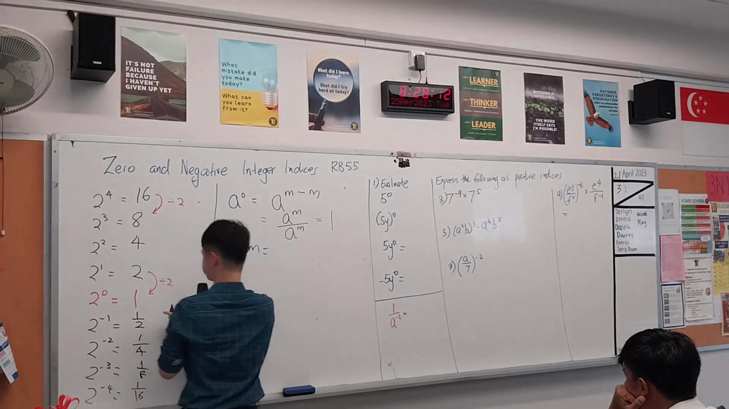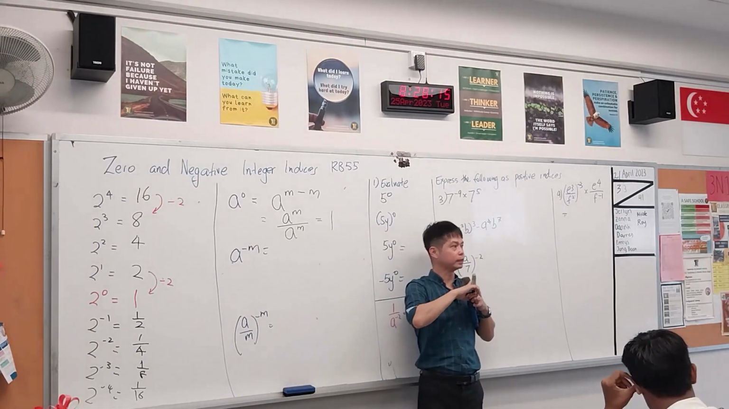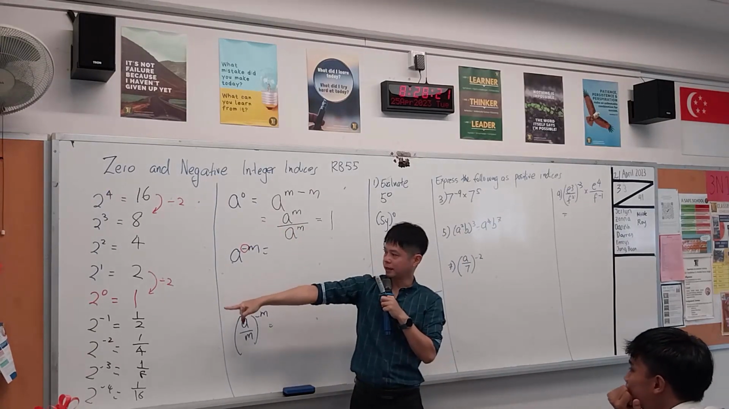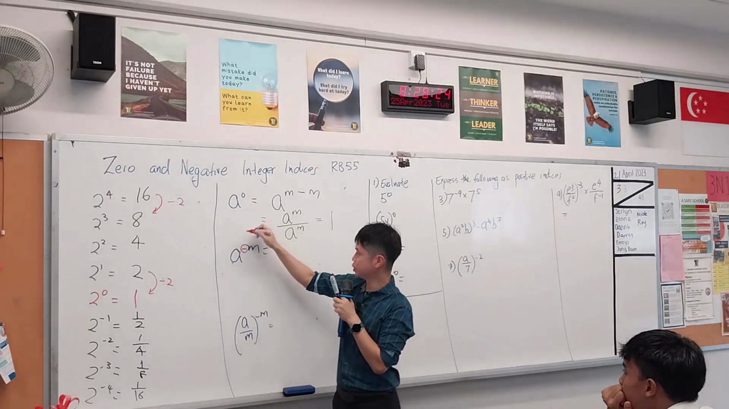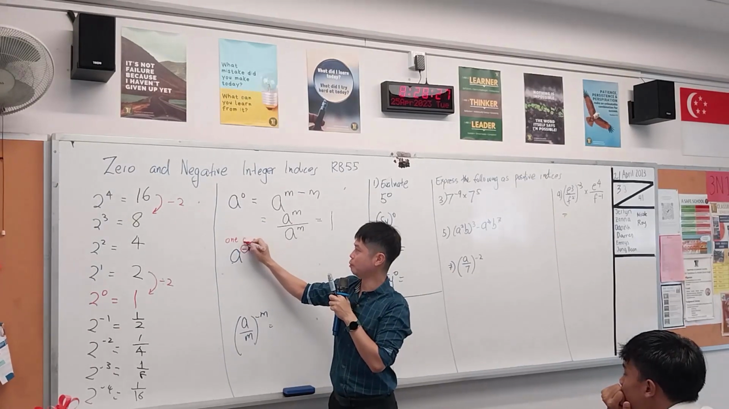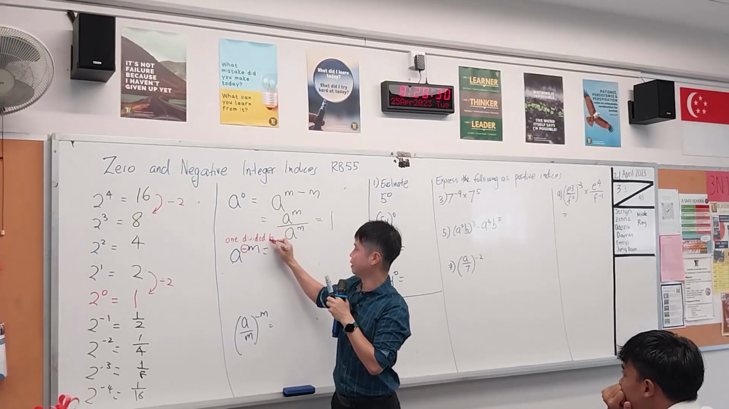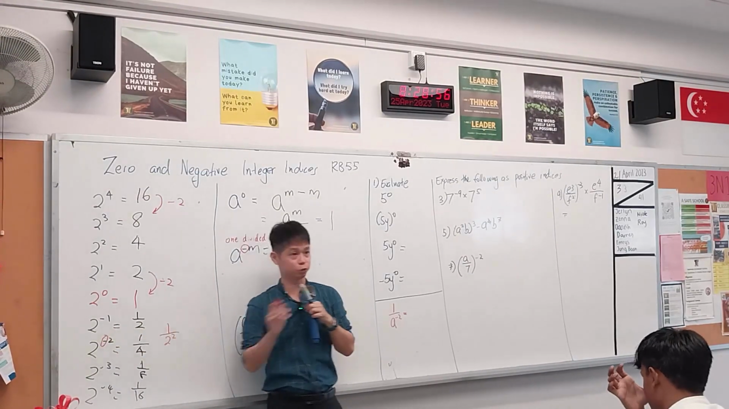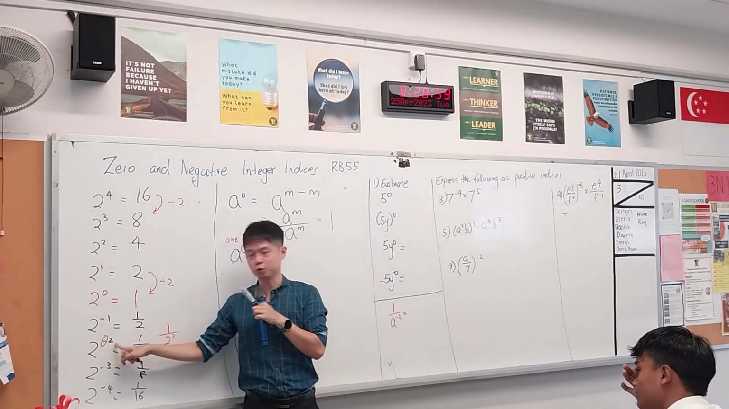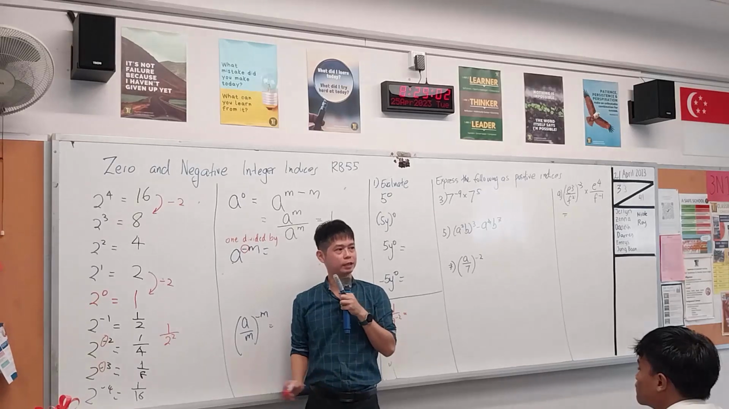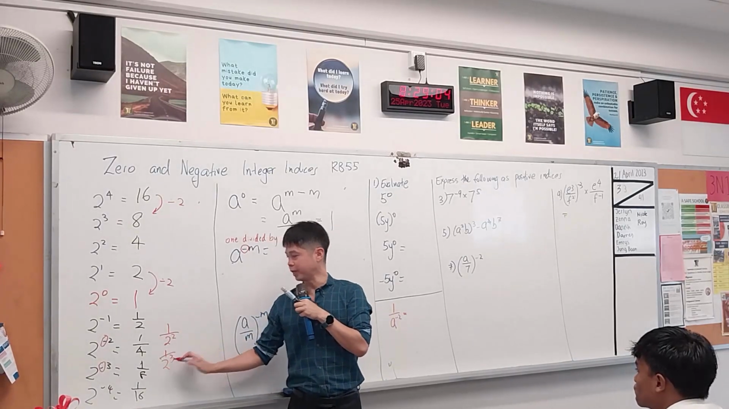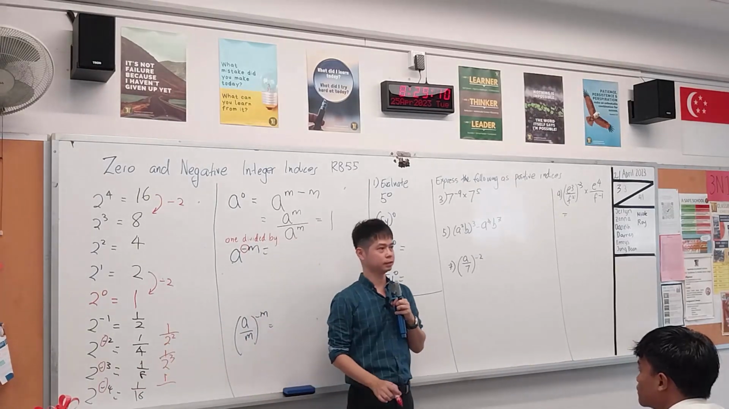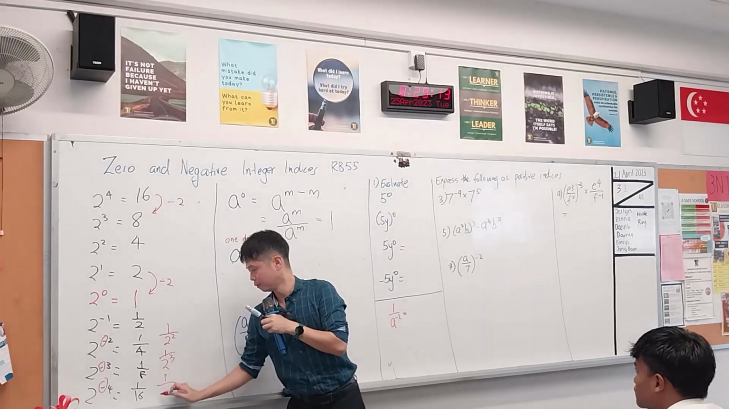Now, looking at the pattern here, what does the negative power do? What do you think? You look at the pattern, the negative power changes to, please memorize this, 1 divided by 2 power 2, right? I just changed this to 1 divided by 2 power 2. This one becomes 1 divided by 2 power 3, and change the minus power to 1 divided by the rest, which is 2 power 4.